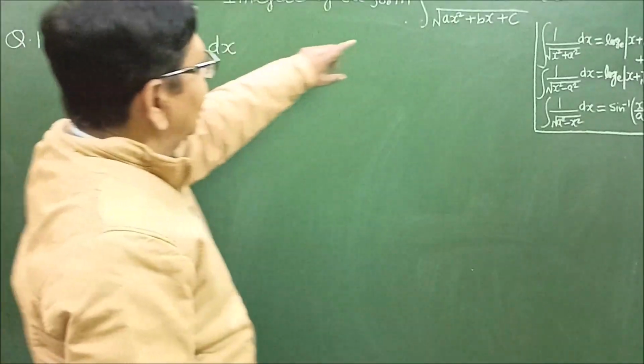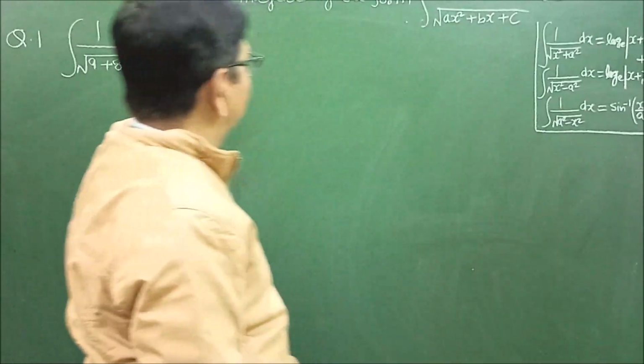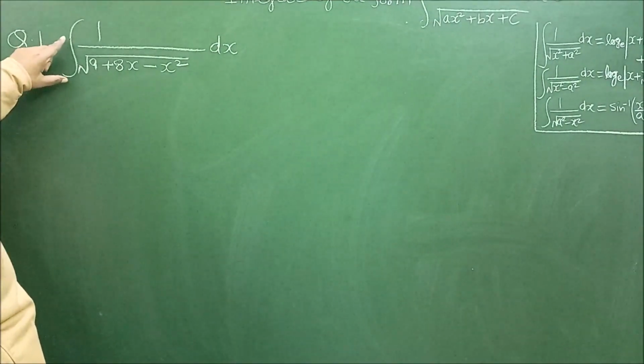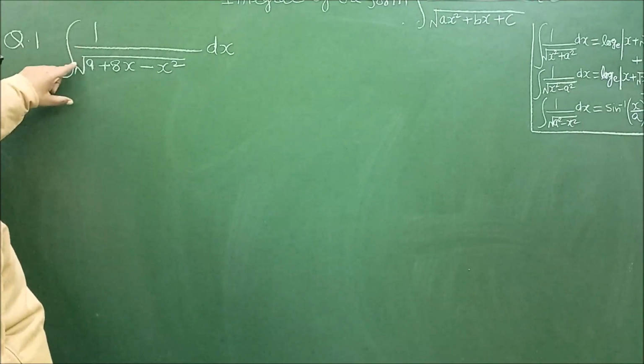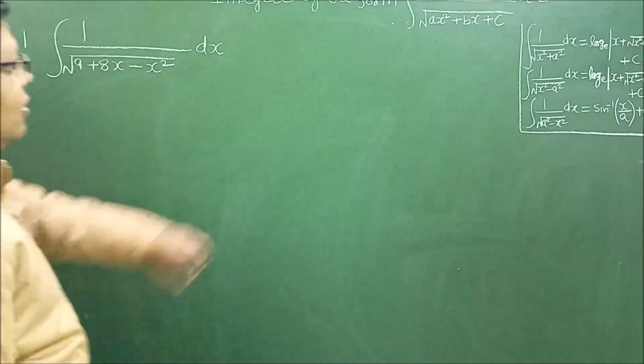Integral of the form 1/√(ax² + bx + c) dx. So let us start with question number 1. Integrate the function 1/√(9 + 8x − x²) dx, which is in this form.